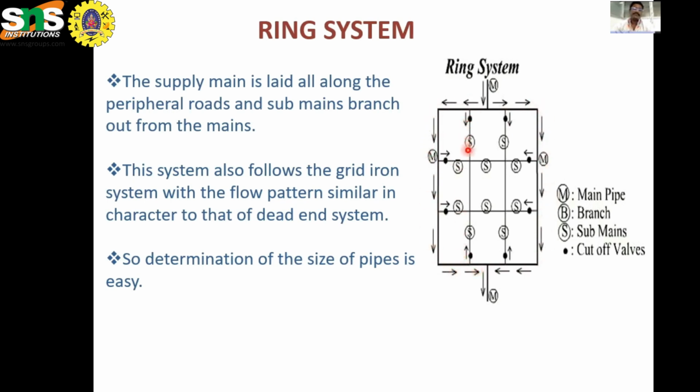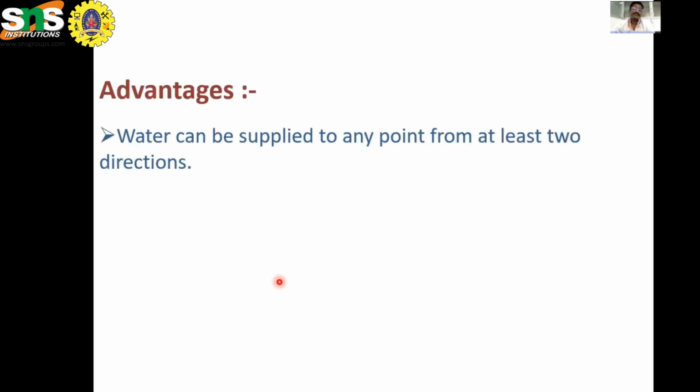From the main, you have the submain. Okay. So from the submain, you will go for the control valve and things will be there. This system also follows a grid iron system with the flow pattern similar in character to that of the dead end system. So determination of size of pipes is very easy. The advantage is water can be supplied to any point from at least 2 directions. This is the main advantage.